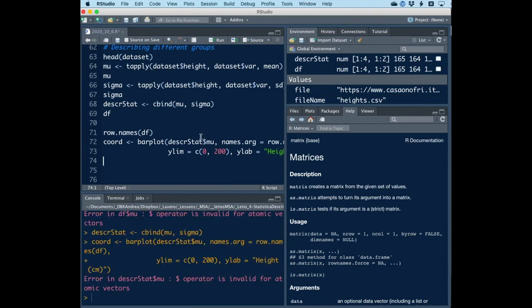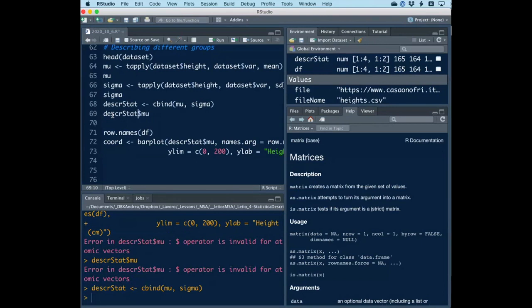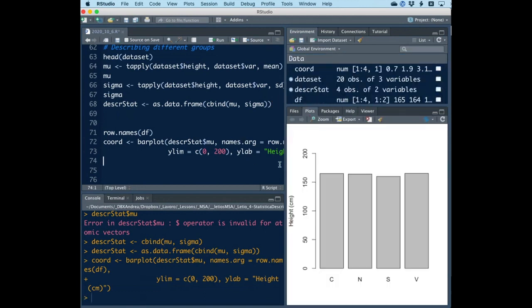Okay, and let's see what the problem is. Start and move. All right, yes. I need to add, sorry, data frame. I wanted to use a shortcut, but it is probably not possible to use it this way. All right, now it's much better.